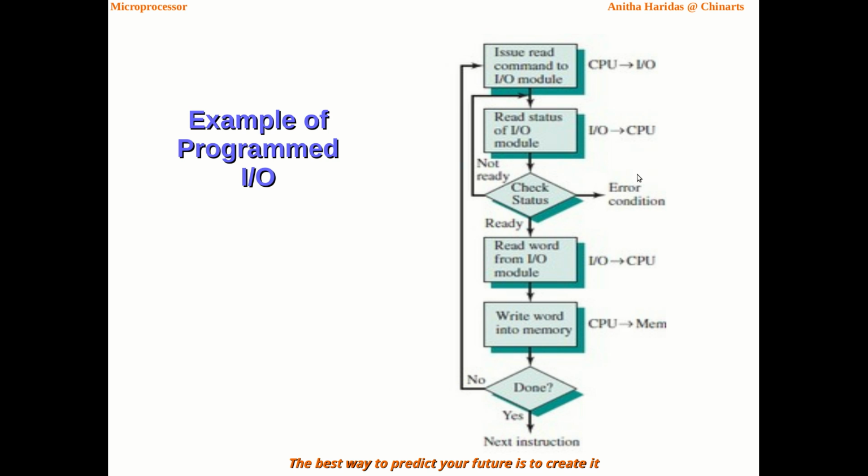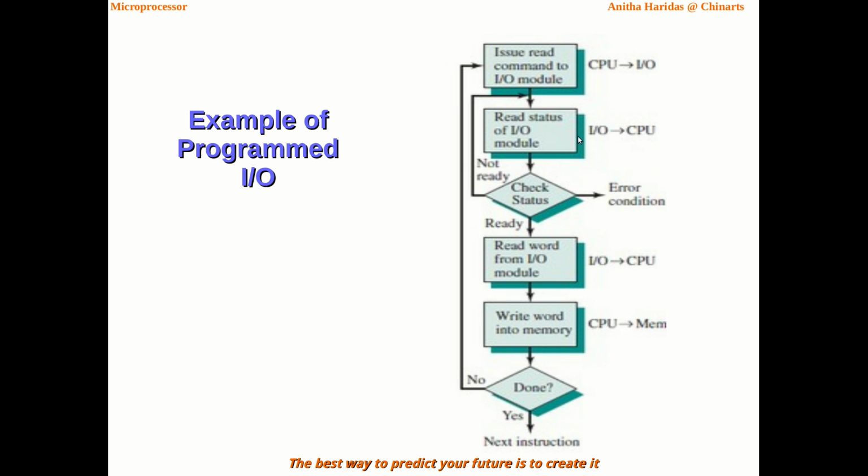So this is the program which will be executed by the CPU when it is entering into the programmed input output data transfer scheme. So what it is going to do, the CPU is issuing a read command. For a keyboard, you want to read a character. So what will you be doing in your program, in the 8085 or 8086 program? You will be writing an in instruction.